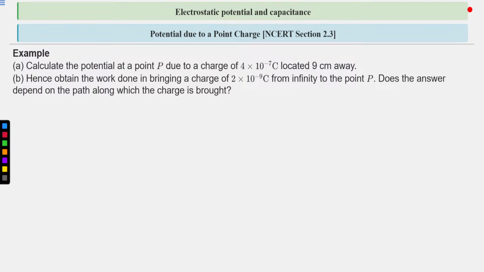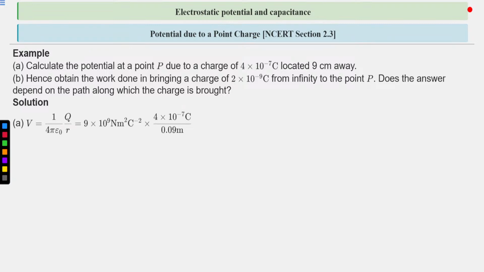In potential, we assume the test charge as unit charge, 1 coulomb. Now we have to calculate the work done, which is equal to charge into potential. Potential is work upon charge, and work is charge into potential. So we simply multiply this charge with the potential, and we will find the work done.